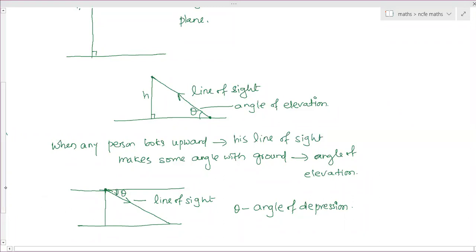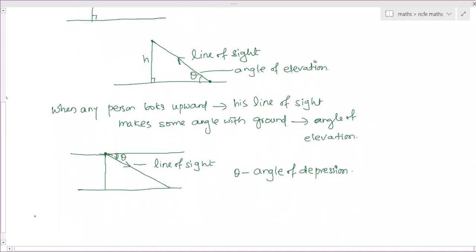Ma'am, is the angle of depression always equal to the angle of elevation? Yes. If the same person is looking upward or downwards, the angle made is always equal. So this angle and this angle are equal. This angle and this angle are always equal because this line and the ground line are always parallel to each other. So instead of using this angle, we use this angle to find the distances or heights.